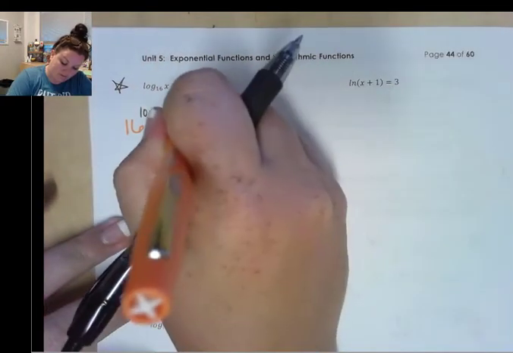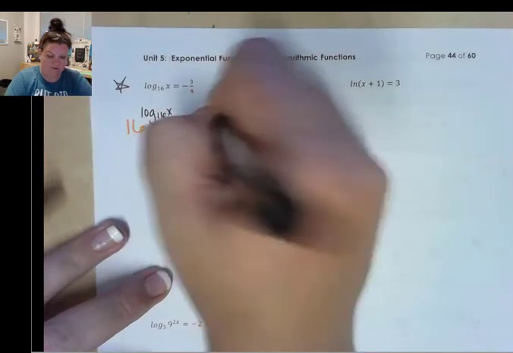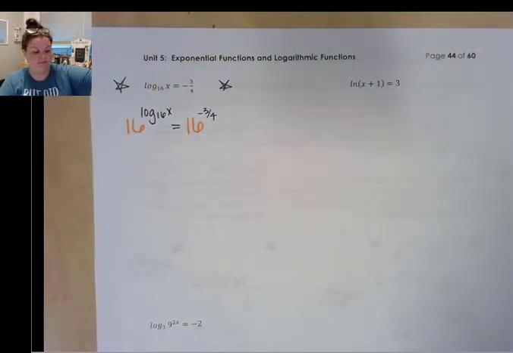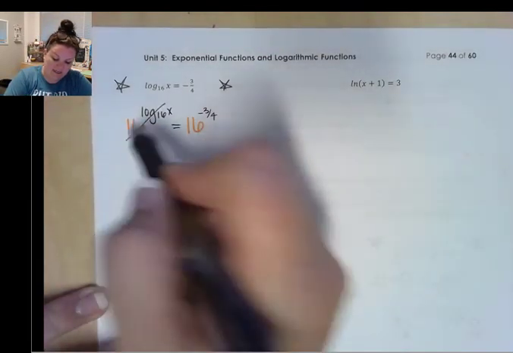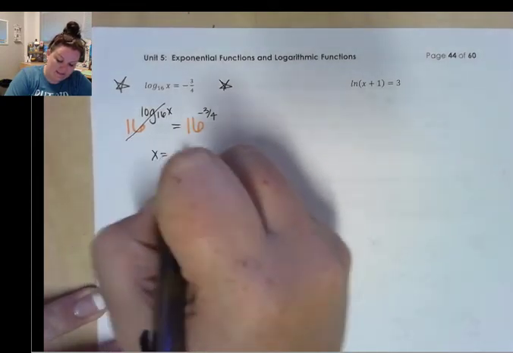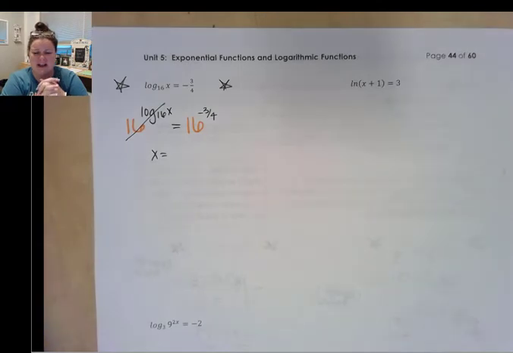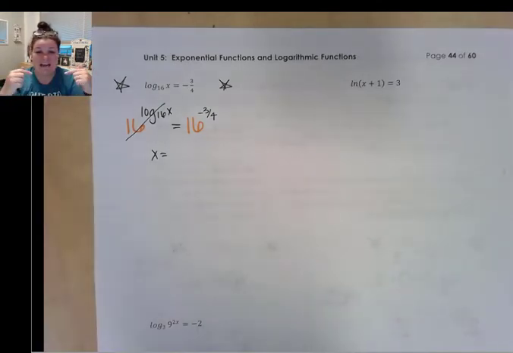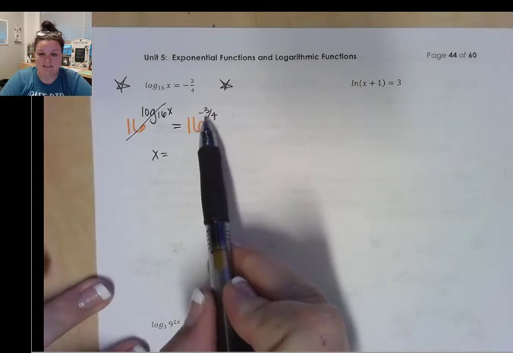Okay? But if I do it on one side, I have to do it on the other side. So that gives me 16 raised to the log base 16 of x. So those are going to cancel. And I have x is equal to 16 to the negative 3/4. Now, there's a couple of issues here. I have a fractional exponent, which I need to simplify. But I also have a negative exponent, and we can't calculate things when we have a negative exponent. So the first thing I want to do is get rid of this negative.